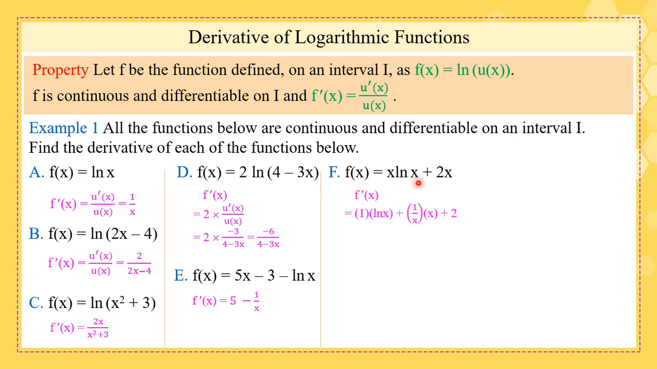So this is of the form u times v. As I said before, its derivative would be u prime v plus v prime u, and the derivative of 2x is 2. And after simplification, we get ln x plus 3.